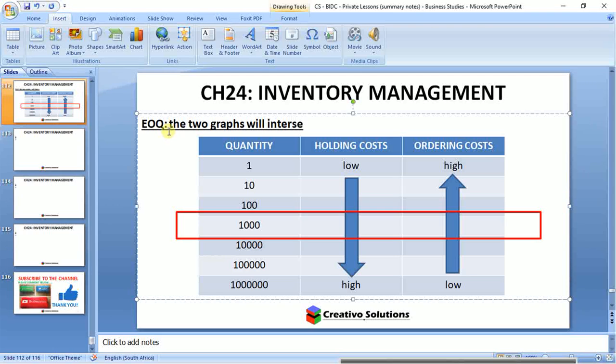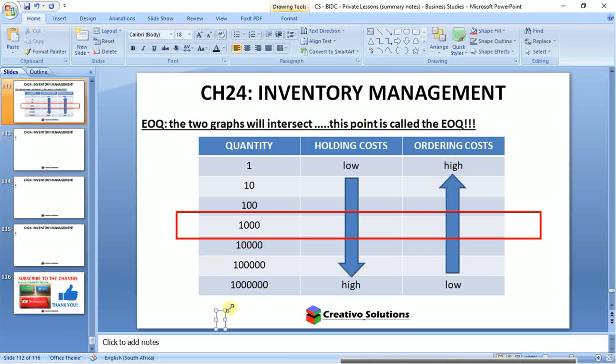Intersect is where they cross. This point is called the EOQ. Okay, so if I'm going to have EOQ, at some point in time, EOQ is going to be the point where those two graphs intersect. This could be the EOQ, right?